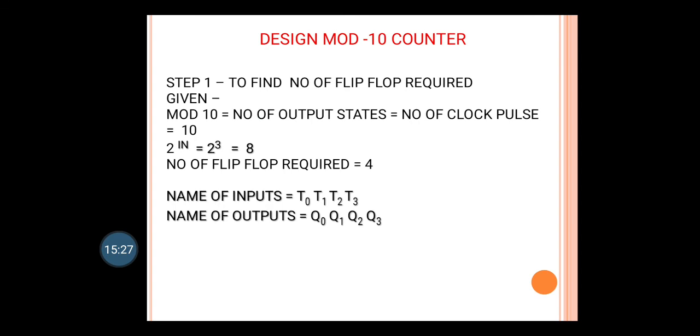And we will design a mod 10 counter. So here the number of clock pulses we have to count is 10, and the number of flip-flops required is 4. Now here it is very important. As the number of clock pulses required is 10, in the standard format, for example 2 raised to 4 is 16, we can count 16 clock pulses. Out of that we count 10, and the rest we won't count. Therefore the number of flip-flops will be 4. Give the names T0, T1, T2, T3 to the inputs, and Q0, Q1, Q2, Q3 to the outputs.